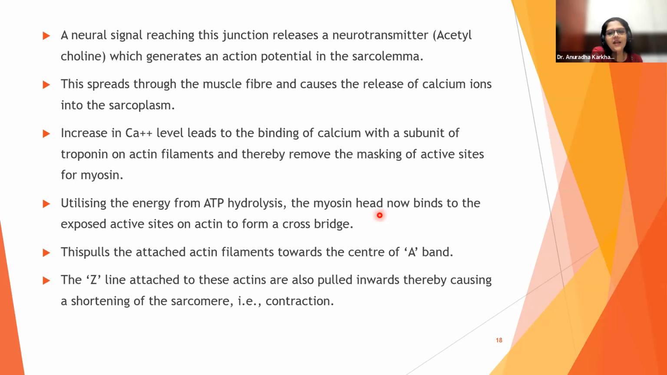Can anyone recollect that? Where is calcium ion stored in the muscle? Tell me, beta. Very good, very good. Very nice. Yes, yes, yes.